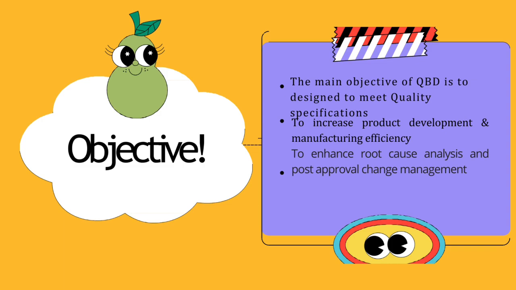Objective. The main objective of QbD is to design to meet the quality specifications, to increase product development and manufacturing efficiency. It also enhances root cause analysis and post approval change management.